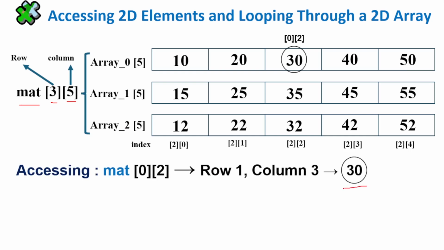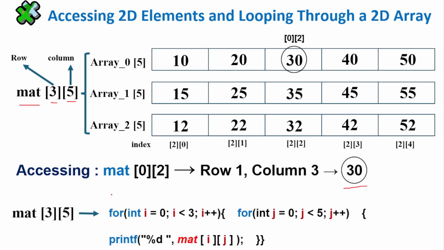Looping through a 2D array. To work with all elements of a 2D array, we use nested loops. The outer loop goes through the rows and the inner loop goes through the columns. This prints every element in the matrix.